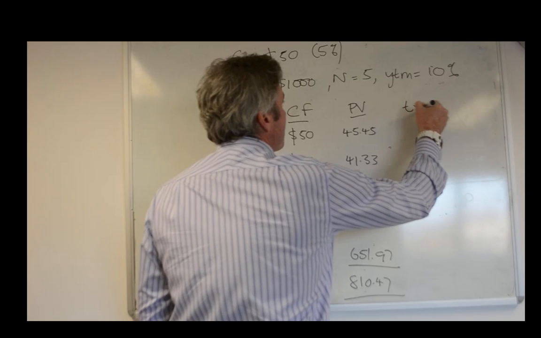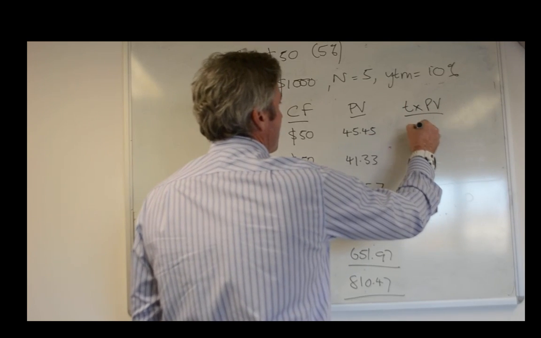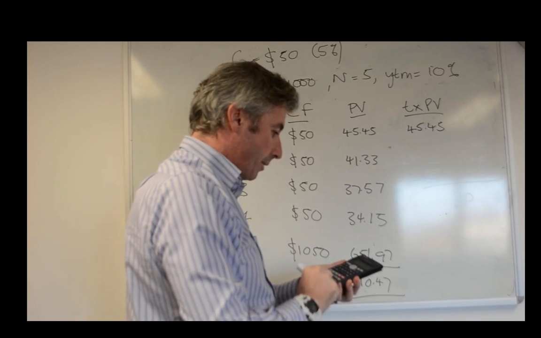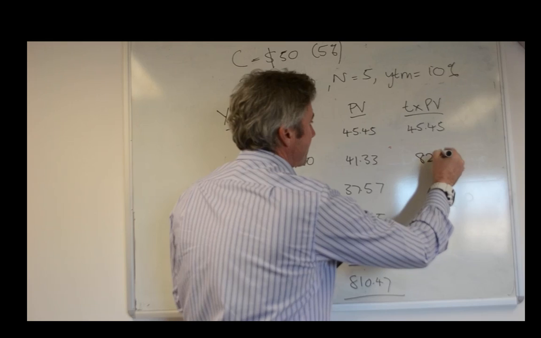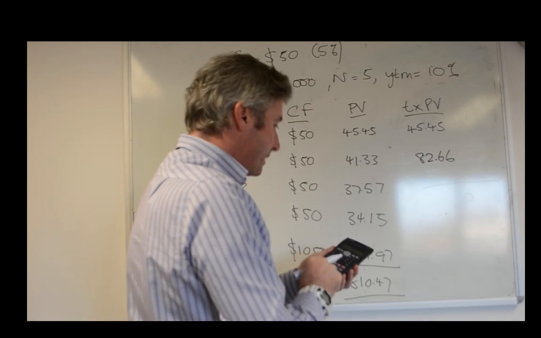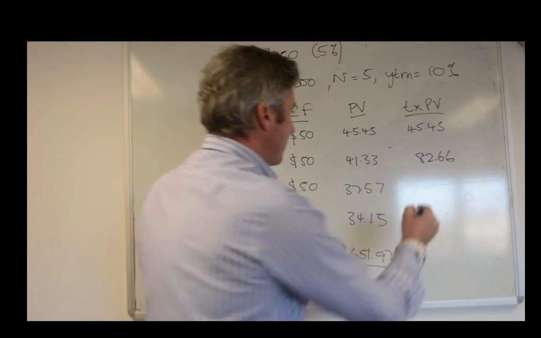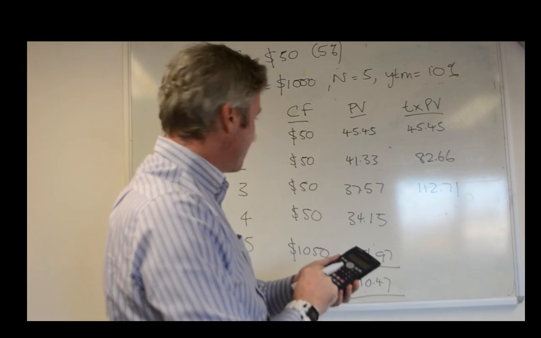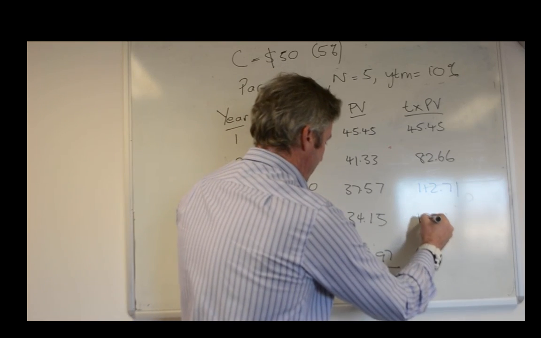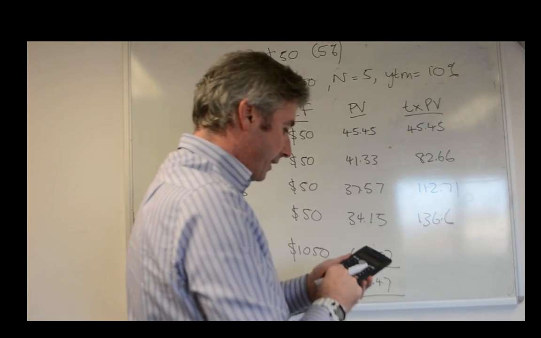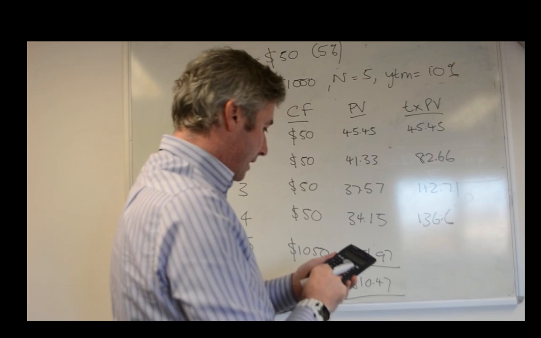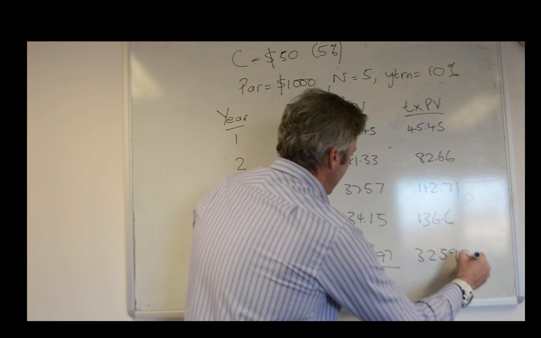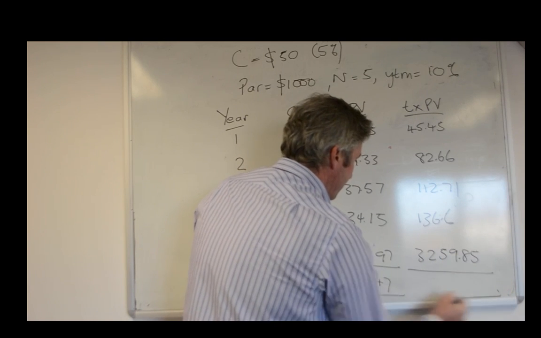So you now need to find t times the present value. So obviously this is just 45.45. I now need 41.33 times 2. I can do that, 82.66. I then need 37.57 times 3. So I get 112.71. I then get 34.15 times 4. I get 136.6. And then finally 651.97 times 5. So that's 3,259.85. And let's add all of those together.